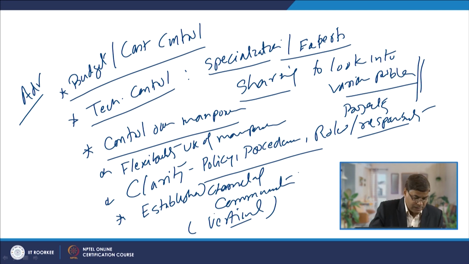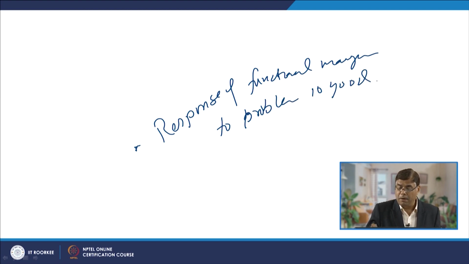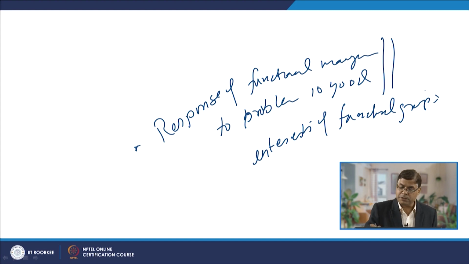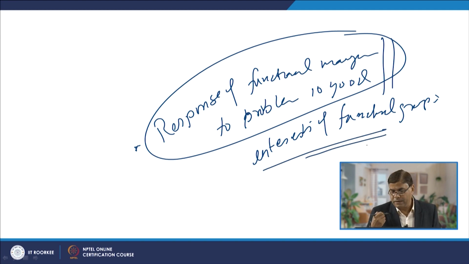There is one more thing: the response of functional managers to problems and issues is good, but it is affected by the interests of the functional groups. So, this is a kind of problem also. The response is good if their interests are being compromised, if the problems are associated with them. To a great extent these responses are functional group dependent. If the problems are associated with others, they hardly care, or they don't care much. So, these are some of the good things.